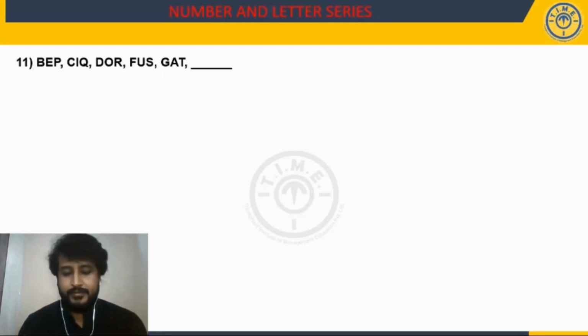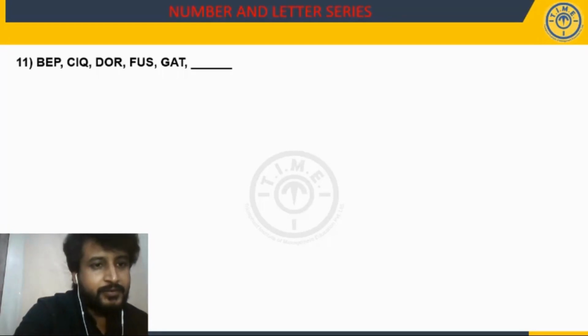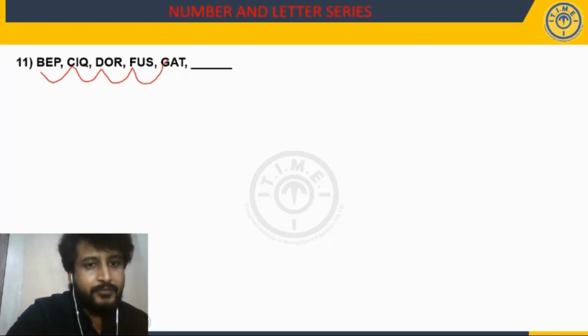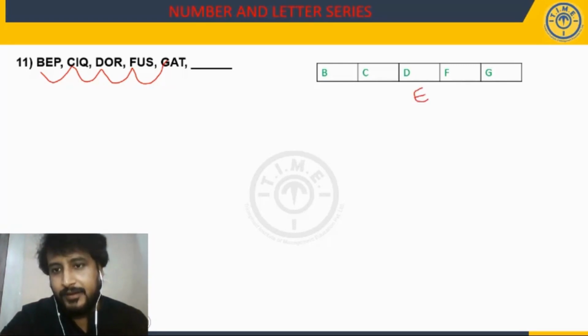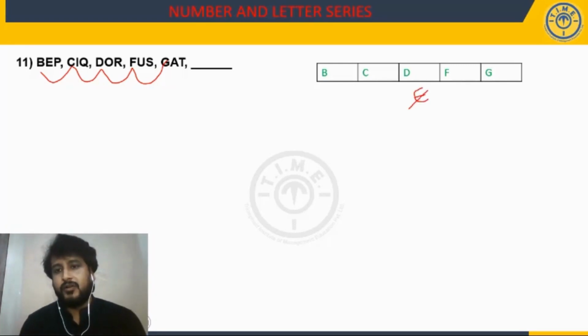Okay, let's go ahead with the first set of letters: B, C, D, F, G. B, C, D consecutive letters are taken, but between D and F, E is missing. F and G consecutive letters are taken.